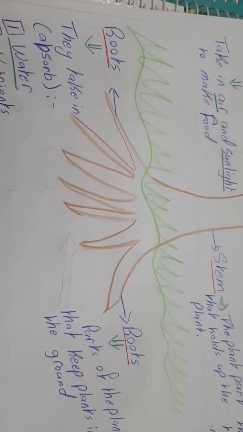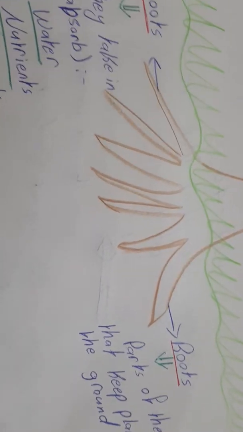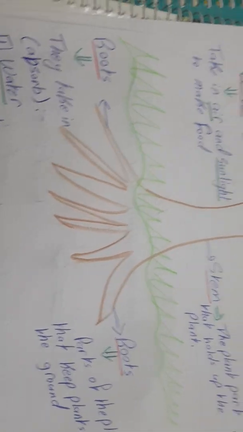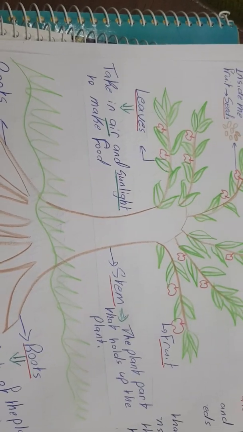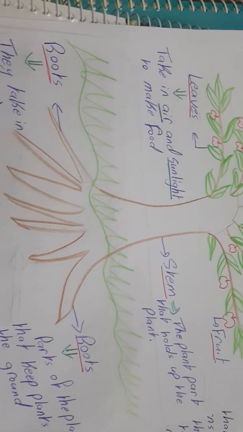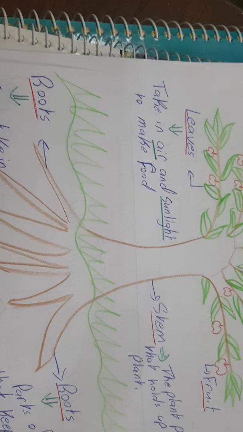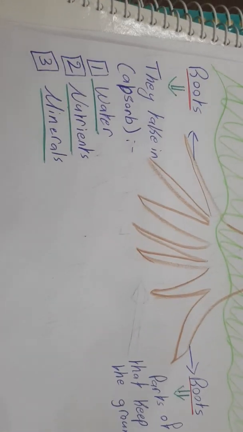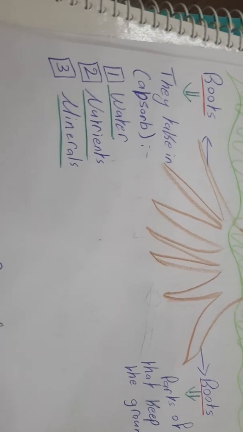So be careful. Plant parts are different than plant needs. Plant parts again. Plant parts are seeds, fruit, leaves, stem, roots. Plant needs are air, sunlight, water, nutrients, and minerals.